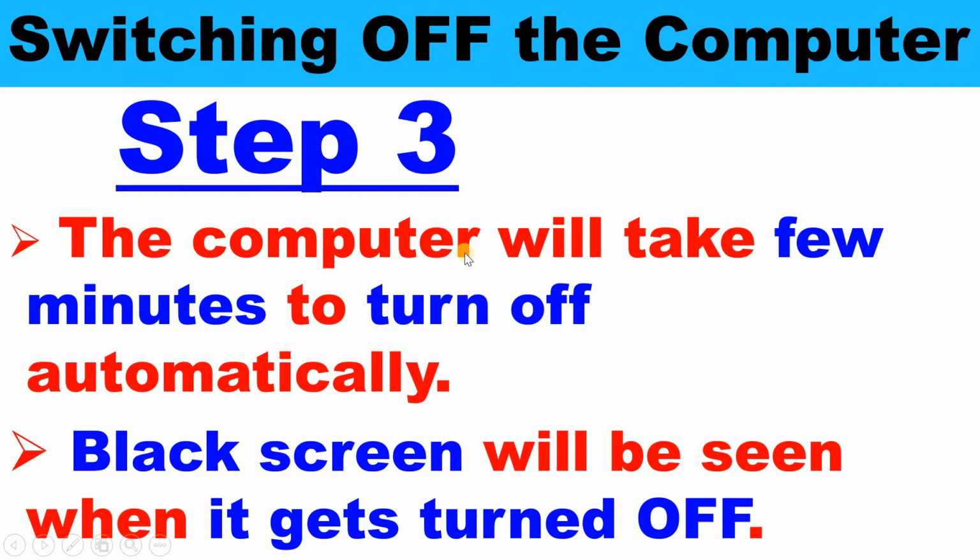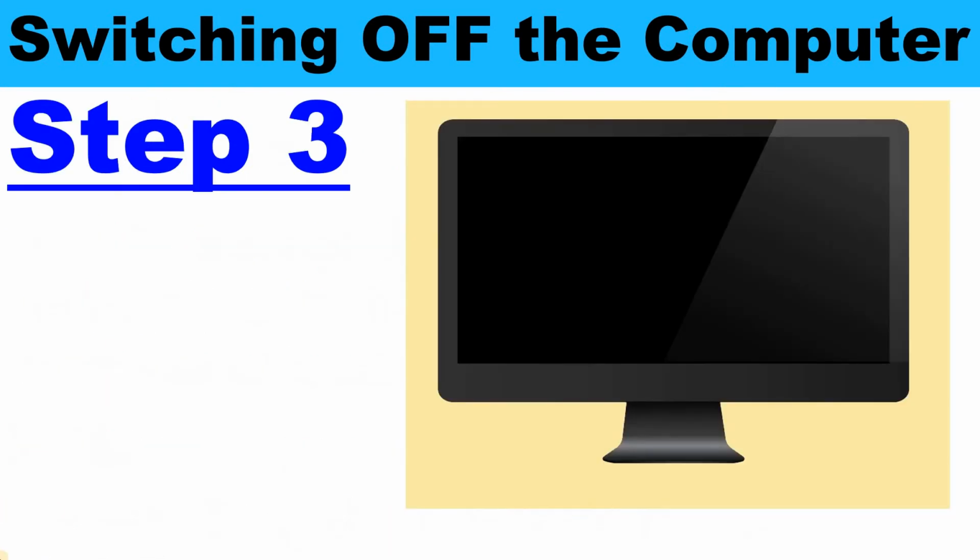Step 3. The computer will take a few minutes to turn off automatically. A black screen will be seen when it gets turned off. Okay, what will happen? Black screen. When the computer is off, a black screen will come. This is the black screen. It means that the computer is switched off, shut down or turned off.